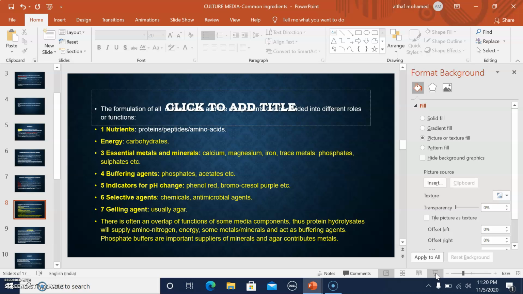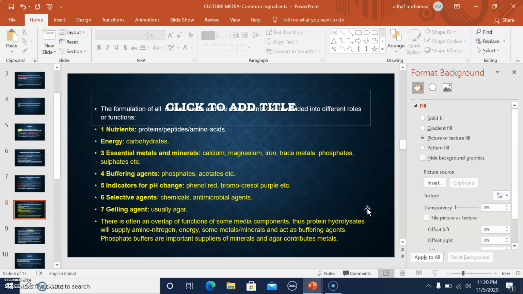Buffering agents. The buffering agents are actually the phosphate, acetate, etc. It does not move towards the more charged area. It remains within the solution. Selective agents used in the culture media, chemicals or antimicrobial agents, etc. So what do you mean by antimicrobial agents? It is the gelling agent usually used in agar.